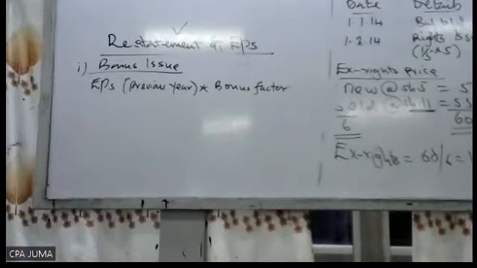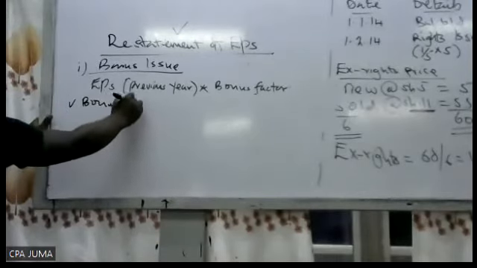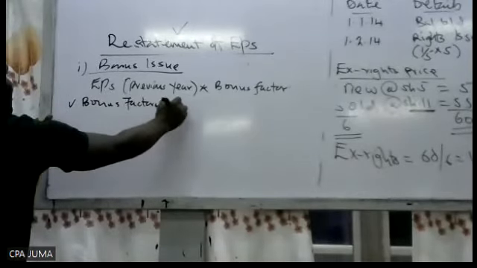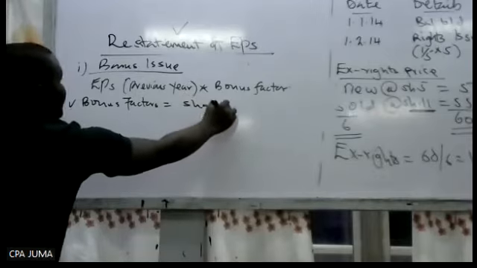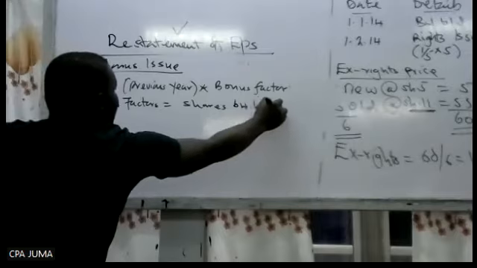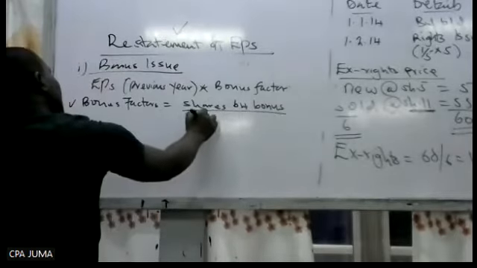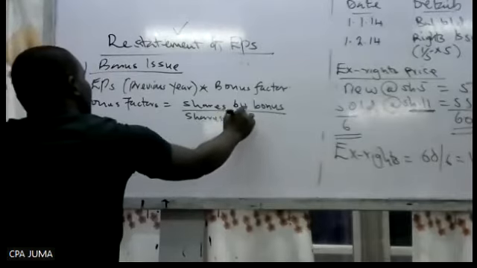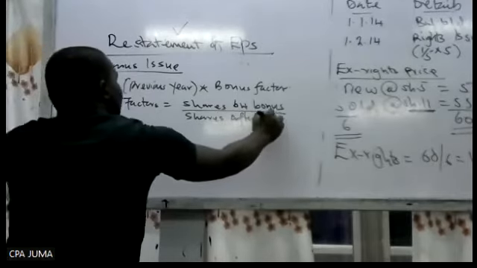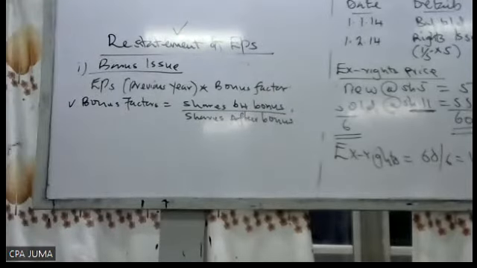So the question is, what is the bonus factor? The bonus factor will be the ordinary shares before bonus, divided by the shares after bonus. That is the bonus factor. That is how you restate when you have a bonus issue.